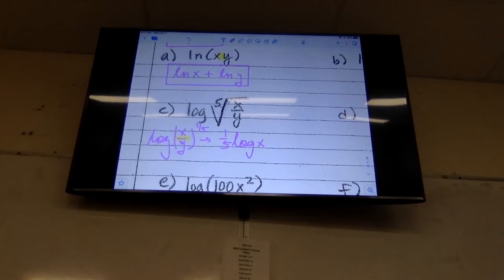So I've got 1/5 log x. I also want the 1/5 to go with the y. So I'm going to say minus 1/5 log y. That shows that that 5th root goes over both the x and the y.